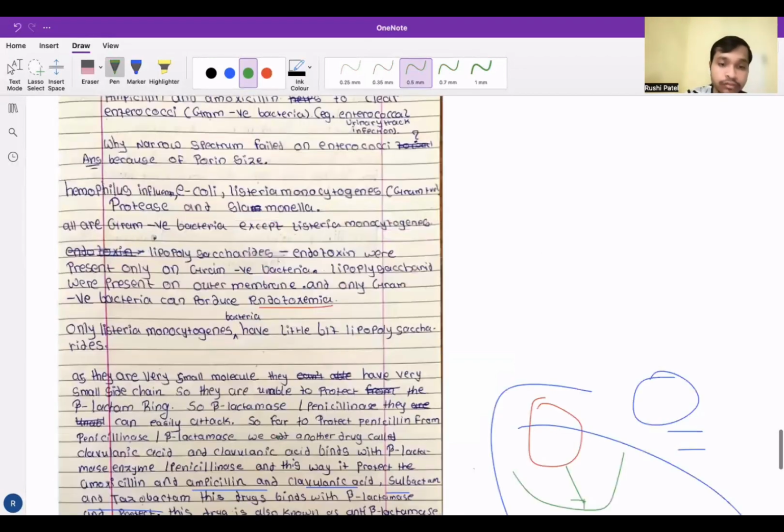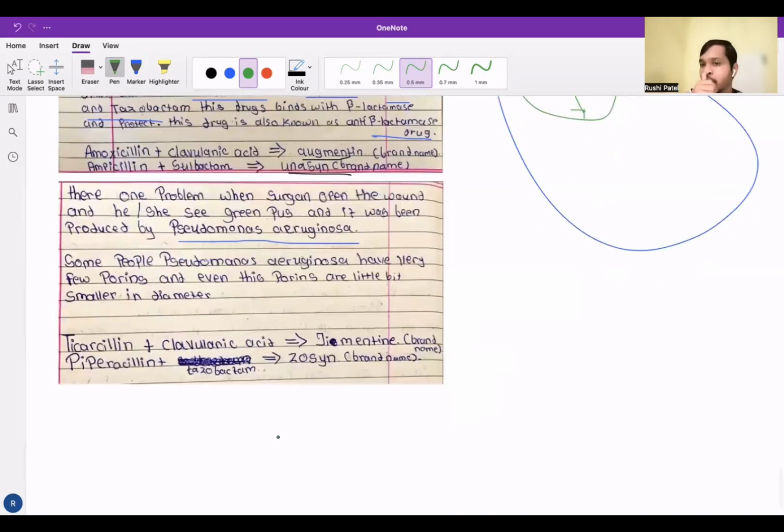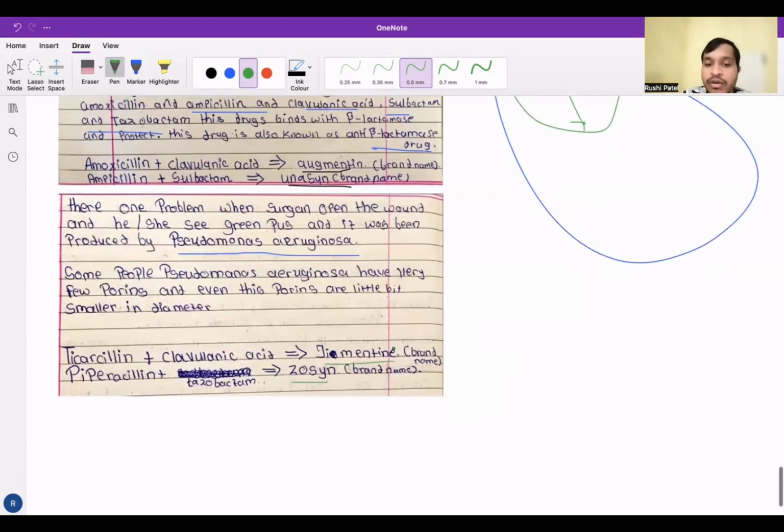Whenever piperacillin combines with tazobactam, the brand name of the drug is Zosyn. Ticarcillin combines with clavulanic acid, and its brand name is Timentin.